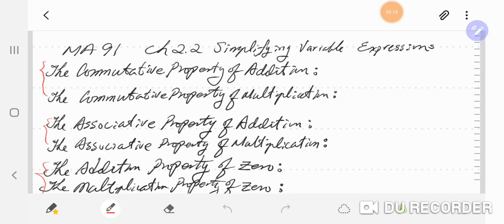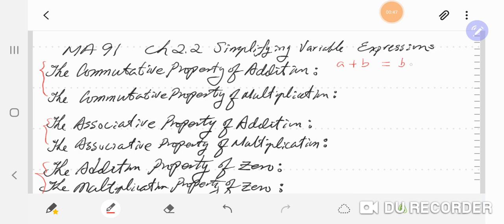The first property is the commutative property of addition. The commutative property means exchange A and B. So this is an addition, A plus B. The commutative property of addition is you can just interchange the terms A and B. That's it.